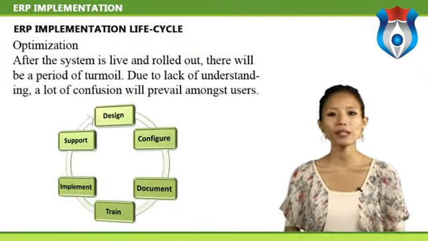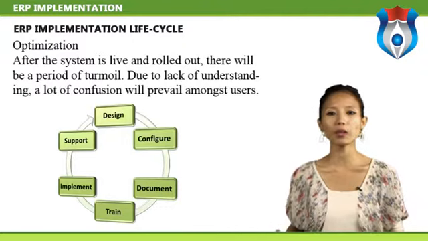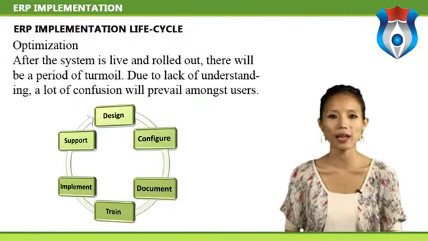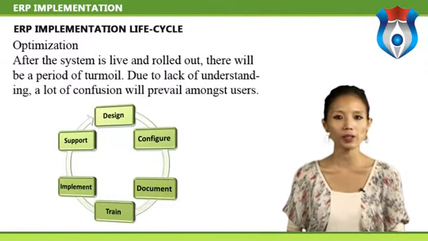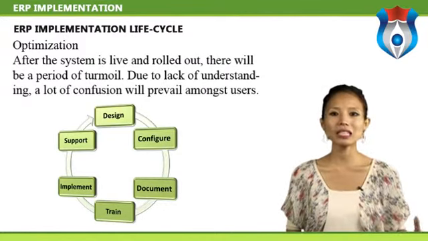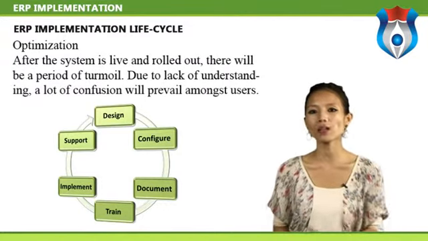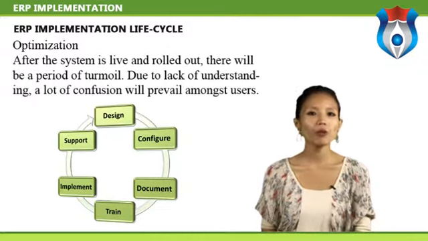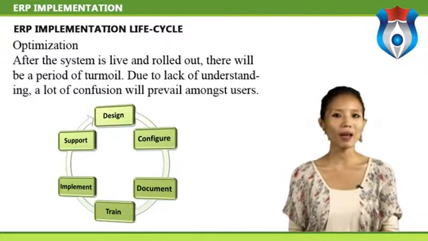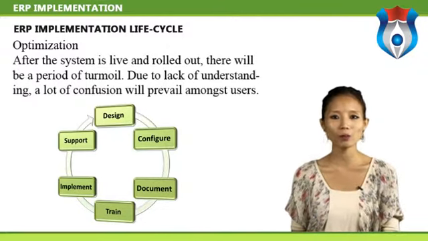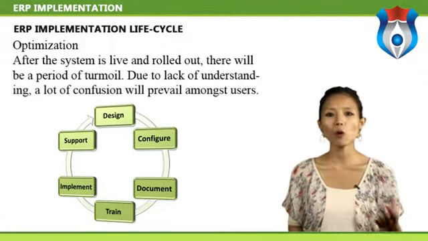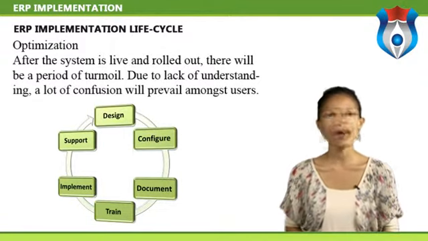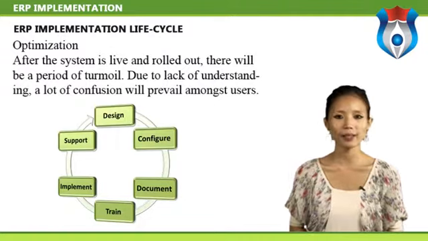After the system is lifted and rolled out, there will be a period of turmoil. Due to lack of understanding, a lot of confusion will prevail amongst users. There will be teething problems and some software bugs will invariably appear. With retraining, some tweaking of the system and assistance from a responsive help desk, this phase should be over within 6 months to 1 year and the system should start stabilizing.